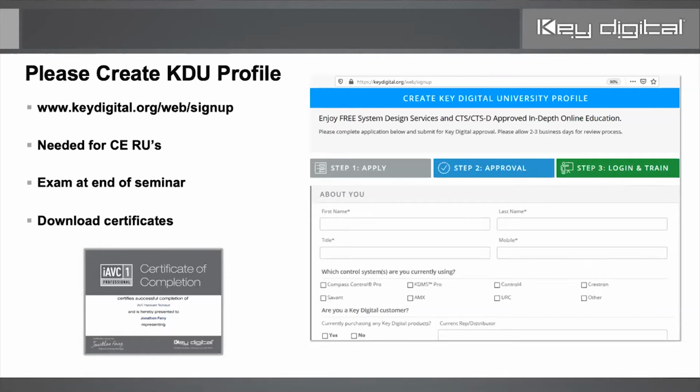We have Leon Tsinberg and Jonathan Ferry from Key Digital, and they'll be showing us how to reduce harmful staph exposure and increase patient care with Key Digital's medical monitoring system. So Leon, please go ahead.